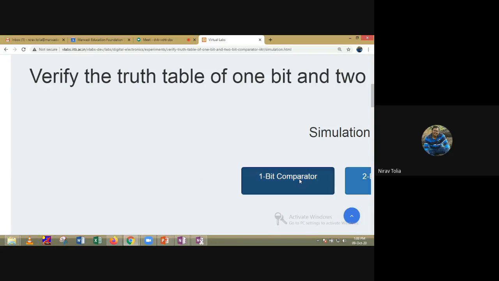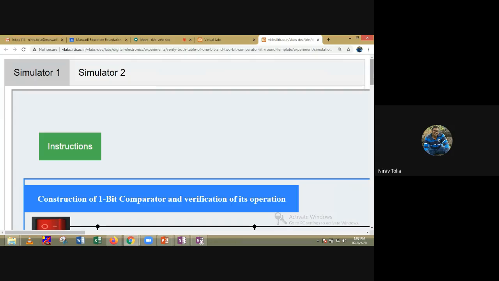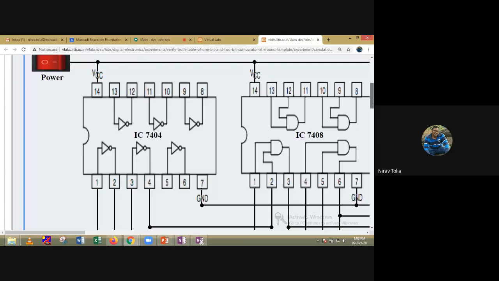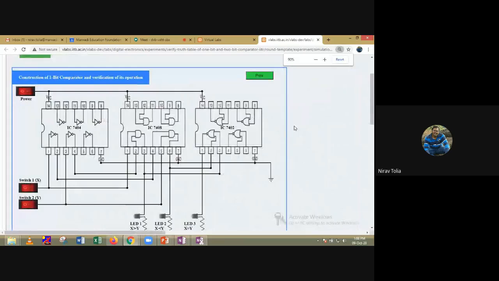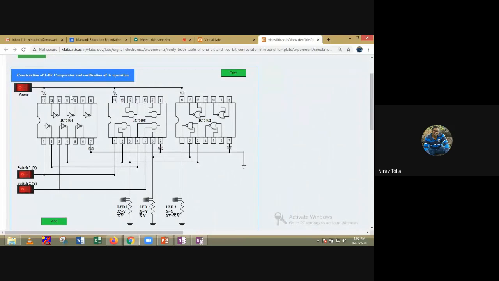Let me show you. So let me click on the 1-bit comparator. First we have to give the supply to each and every IC. Without supply, the IC will not work. And this IC requires a 5-volt supply. So switch on the supply.